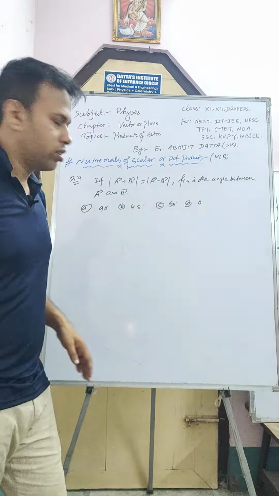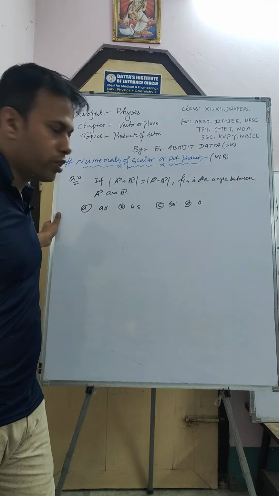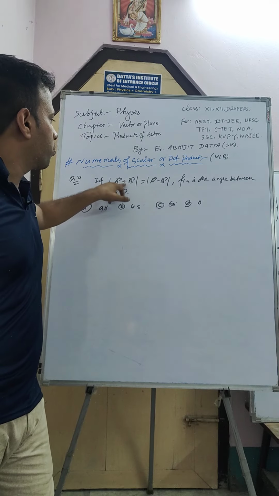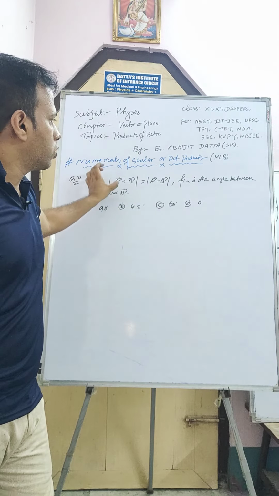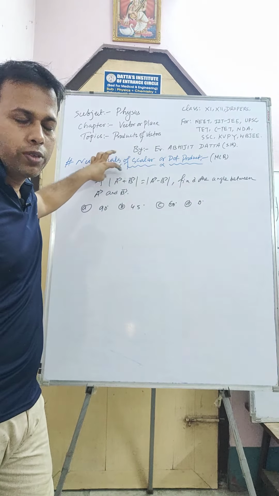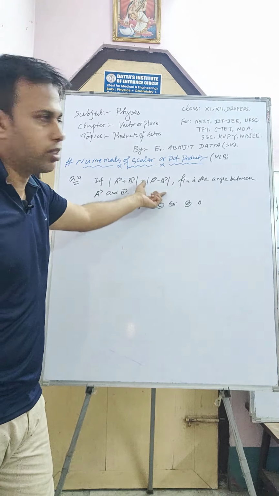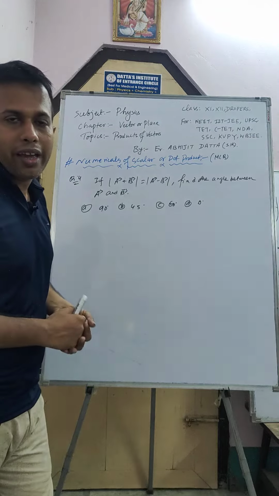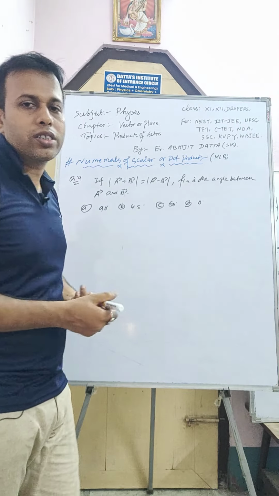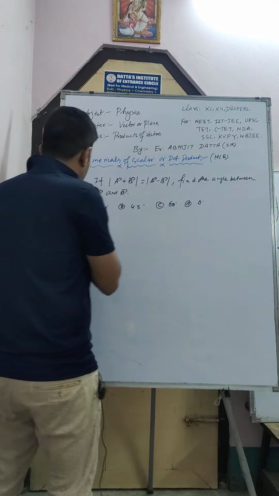So student, the next question is question number 4. If the magnitude of a vector plus b vector equals the magnitude of a minus b vector, that is, the mod of the sum of the two vectors is equal to the mod of the difference of the two vectors, then in that case what will be the angle between a and b? We have to find out.